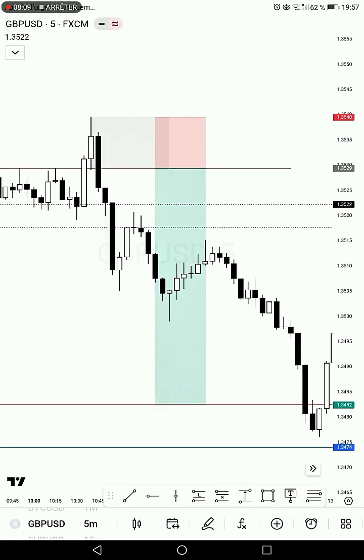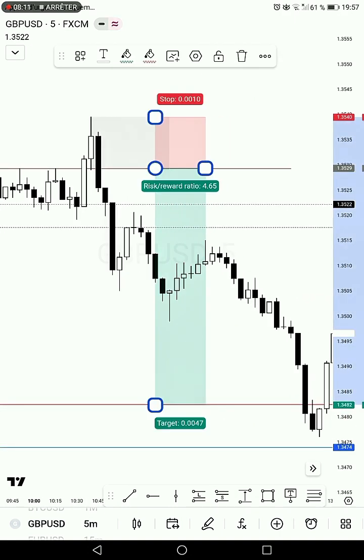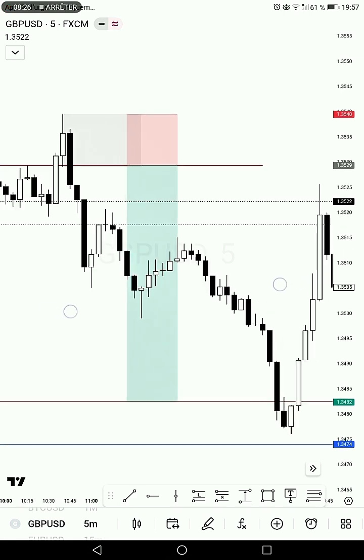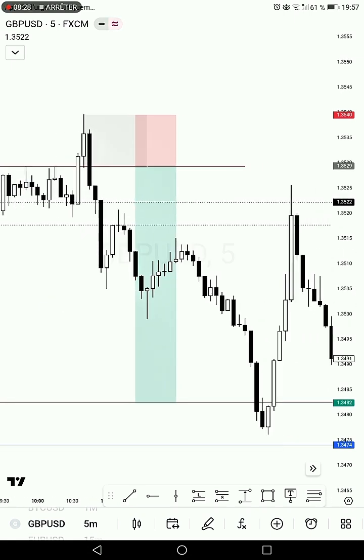It offered a 4.65 RR. Let's just call it a 5 RR, approximately 5 RR. A 10 pip stop loss for a 47 pip take profit. So that's not really bad. So now let's move on to the next.